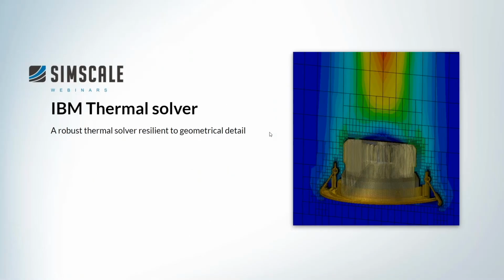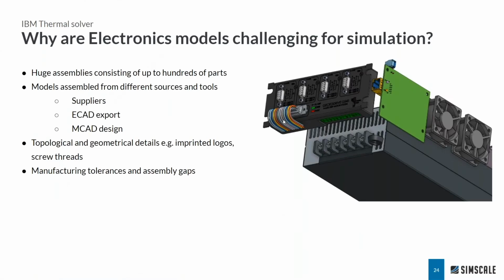Good. So our solution to this is a new solver, an immersed boundary method solver that tries to take care of this by being very robust and resilient to geometrical detail. And talking about geometrical detail, we'll quickly look at why electronics models are really challenging for simulation. So the reason for it is quite clear.